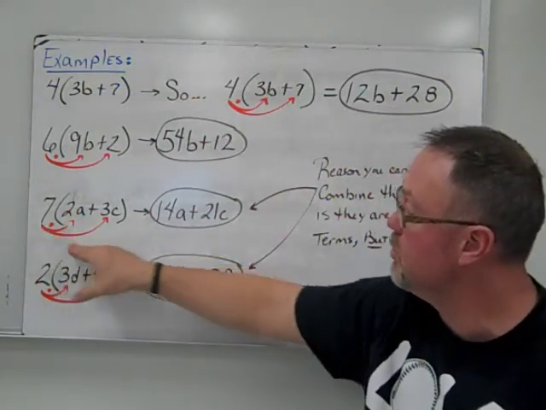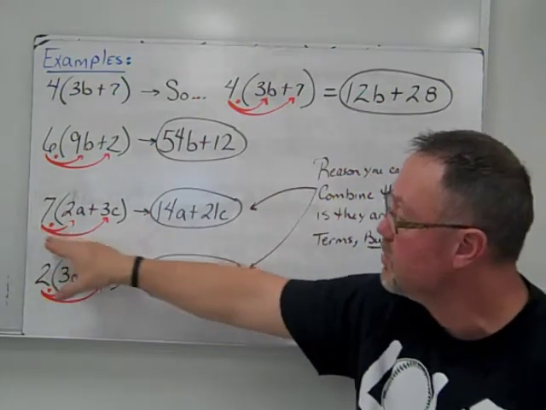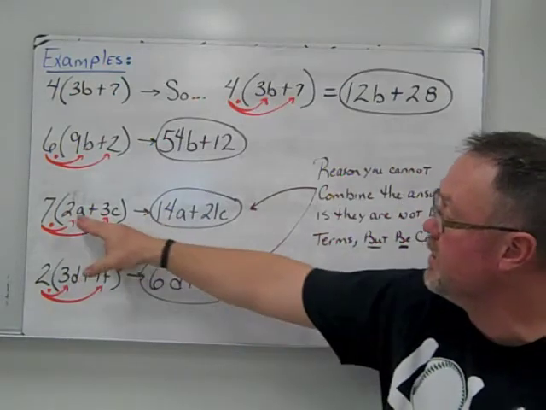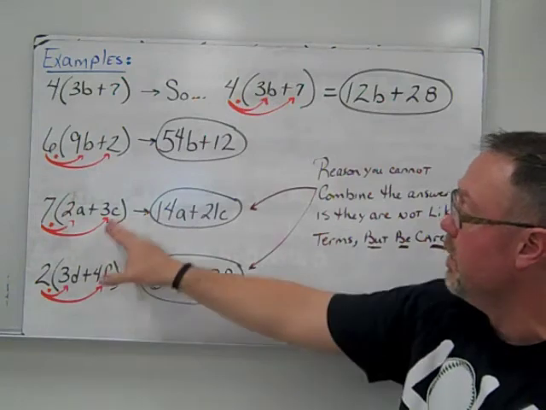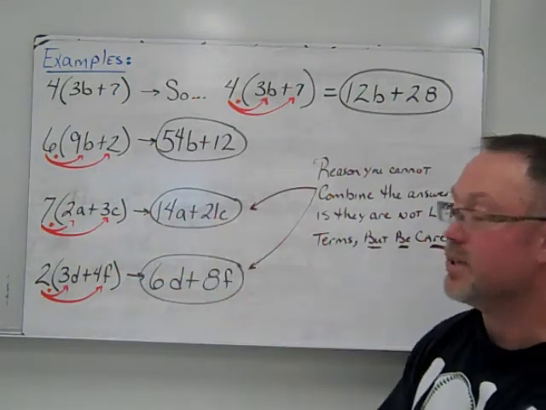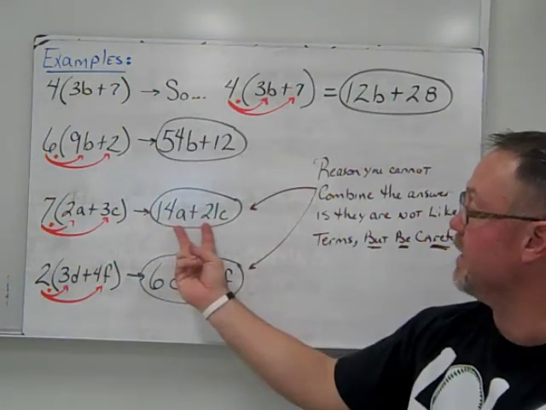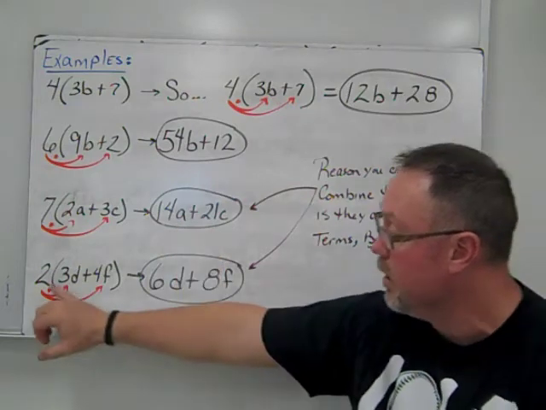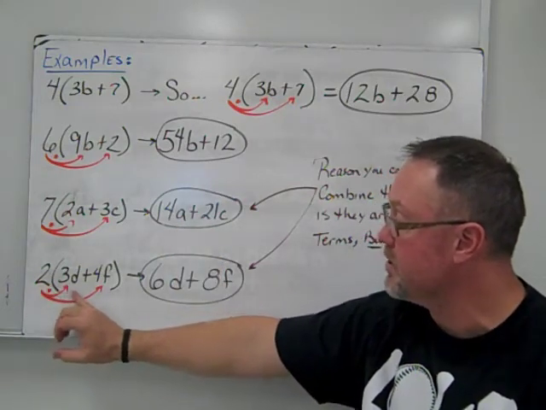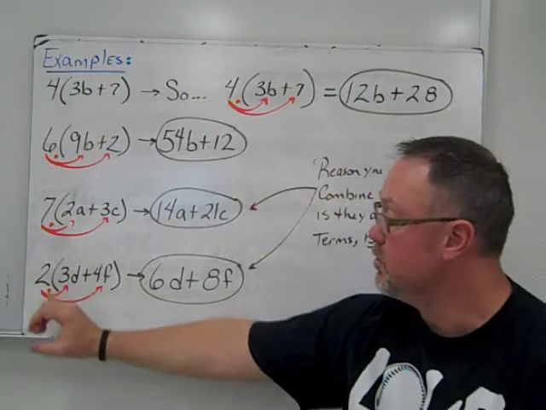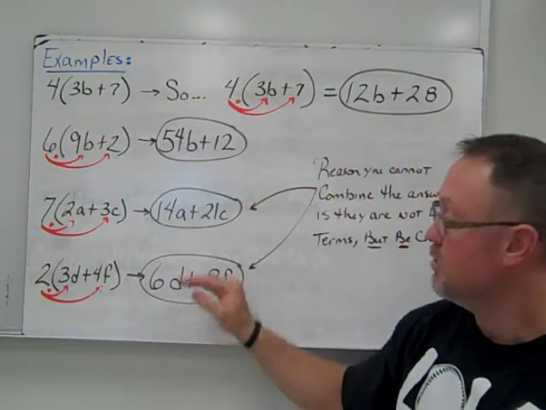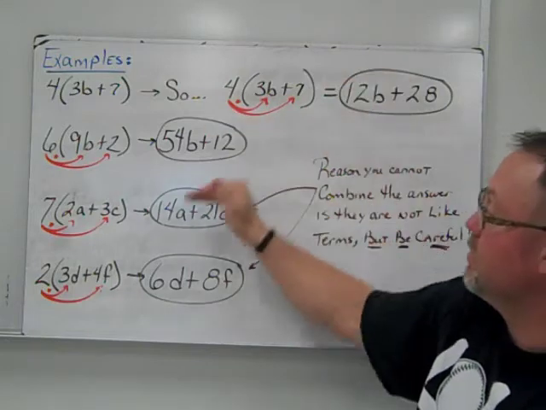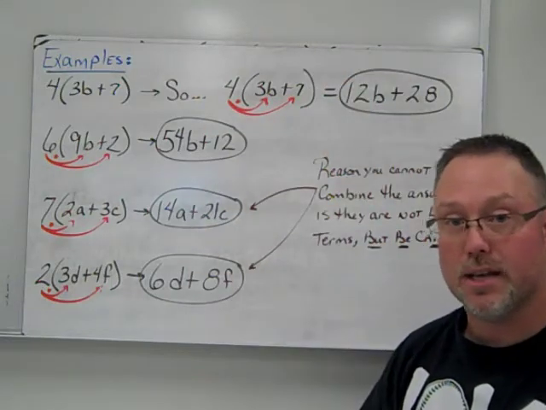7 times 2, 7 times 3. So 7 times 2 gives me 14, the A comes with. 7 times 3, the 21, that C comes with this for the problem. Again, I cannot add these two together. 2 times 3 is 6, D. 2 times 4 is 8, F. So these are the simplified terms for this process.